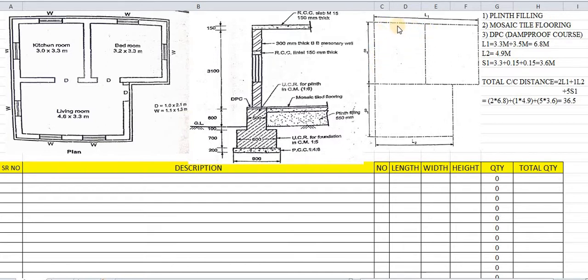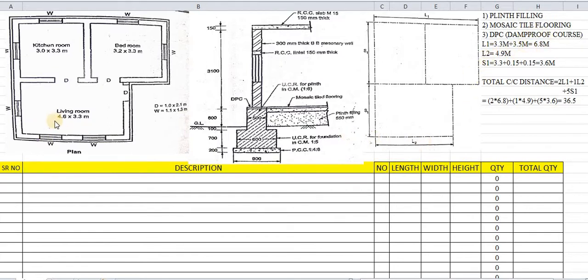After addition, L1 is nothing but 6.8. So we have taken this addition as 6.8. How many L1s are there? Two L1s and one L2. Which things are to be calculated? I have written here. In this problem we will find out the plinth filling, the mosaic tile flooring, and the damp proof course, that is DPC. So we will find out these three important quantities. Again we have taken this L1 after addition: from this point to this point is 3.3 and 3.5. What is the total distance? So I have taken directly 6.8.